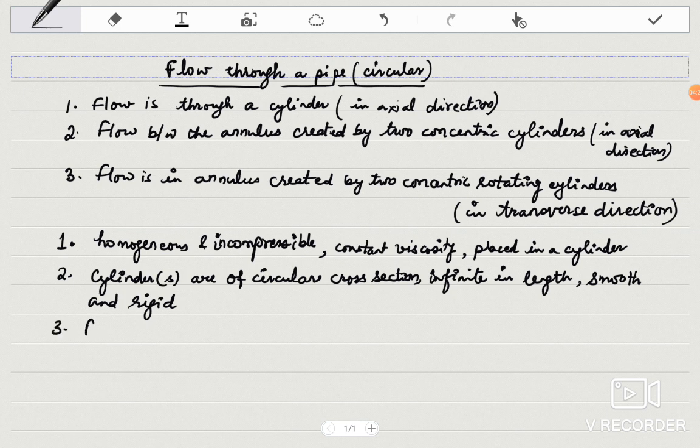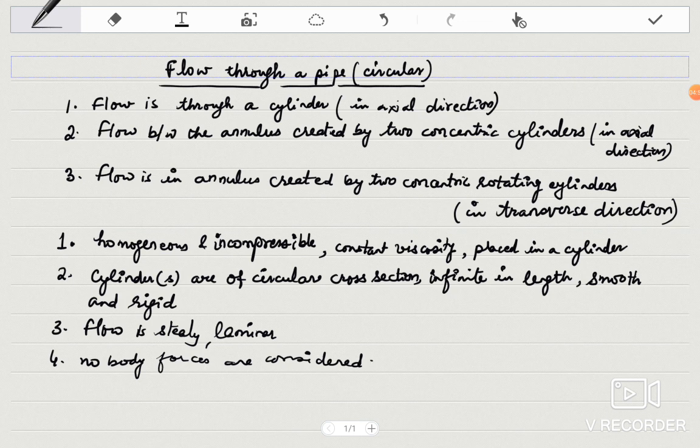Now flow is steady, laminar. About the direction of the flow, I'll mention in the particular cases what the direction of the flow is. Another assumption which I should mention in all the previous articles: no body forces are considered. So these are negligible in these flow problems. Next, there is axial symmetry of the flow, this also I may mention in the particular cases.